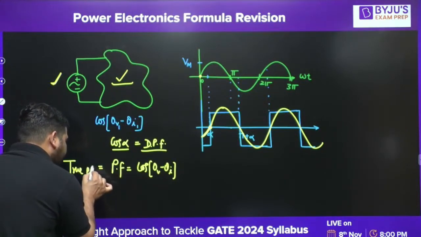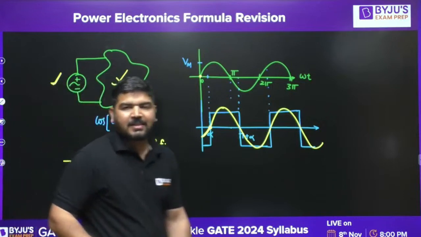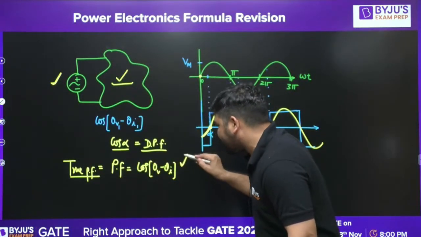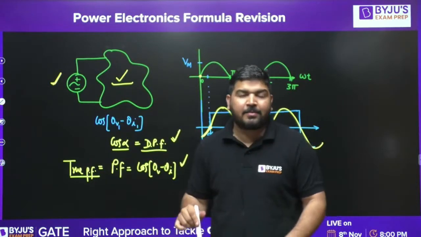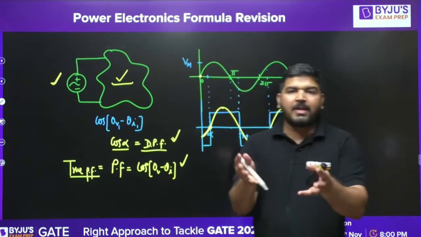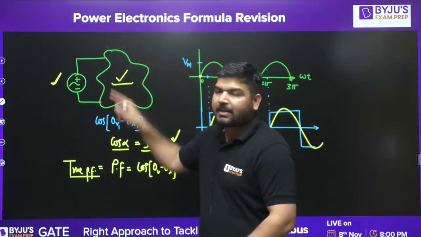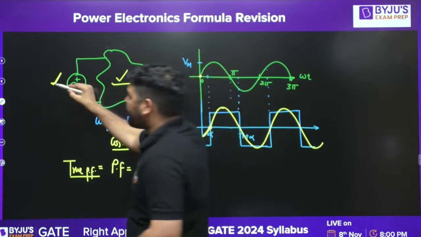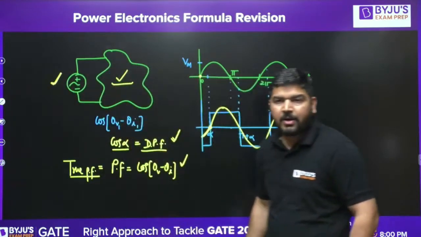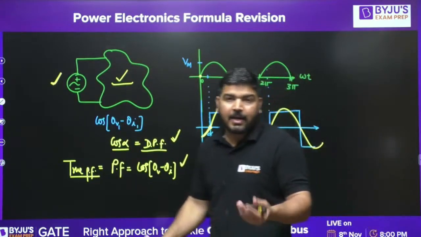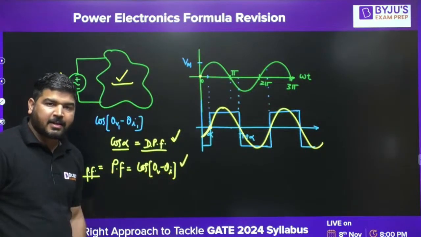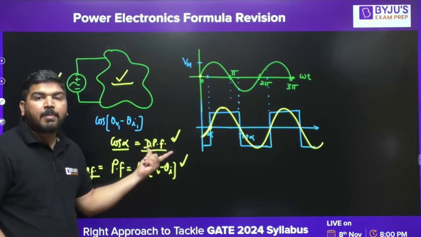But in power electronics, the true power factor is not this. This is the displacement power factor. Because in power electronics, we have some non-linear components connected in the network. That's why the current will have some harmonics. Even if the source voltage is a pure sine wave, the current has harmonics. If the current has harmonics, then the true power factor will not be equal to this theta v minus theta I. It will be called displacement power factor.